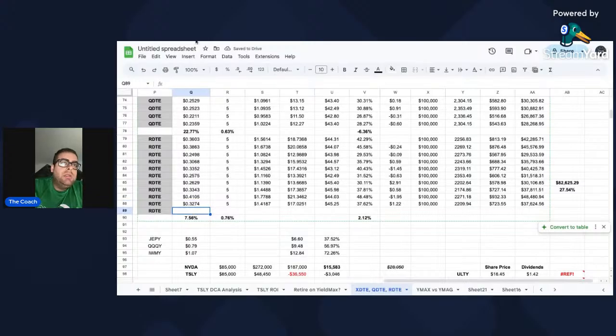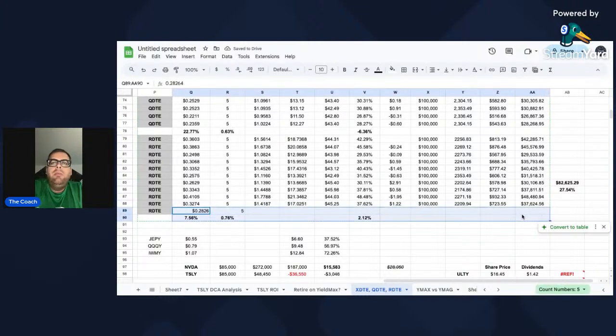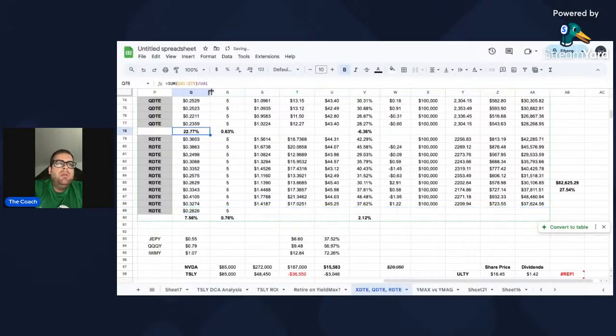Okay, RDTE, let's see. So RDTE 0.282640. And then let's go over here. Oops, let's do just 4 decimal points, 5 trading days. Oh, guess what I forgot to do on the last one? Just when you thought we were done, I forgot to do this over here.